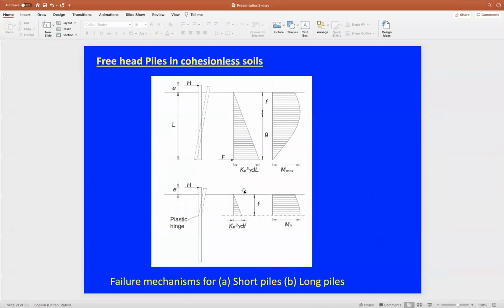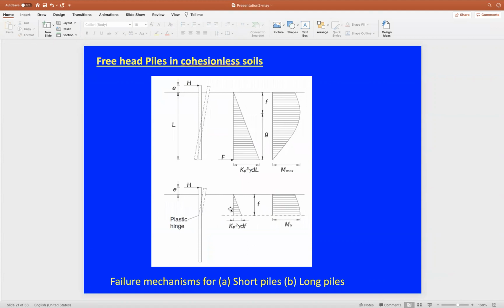So considering the cohesionless soil, we have here the distribution or the reaction of the forces. We have two forces on the system. We have the ultimate horizontal load, which is symbolized as H capital, and we have the reaction of the soil as distributed forces above the plastic hinge point here, because this is the break point or the plastic hinge point, the rotational point.